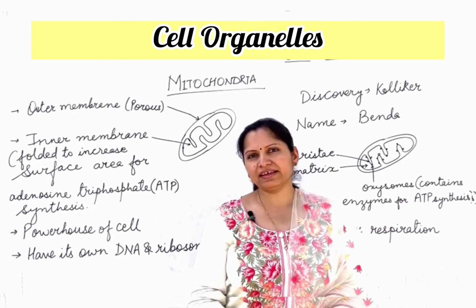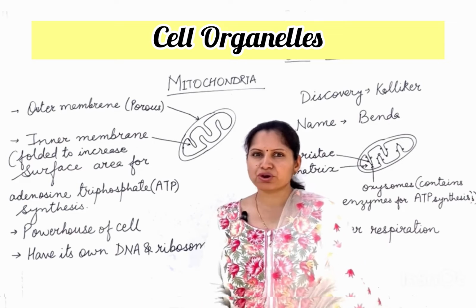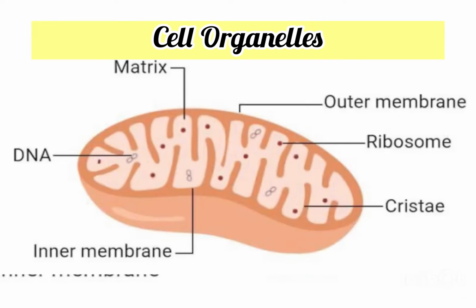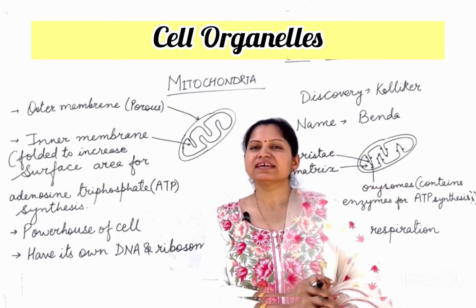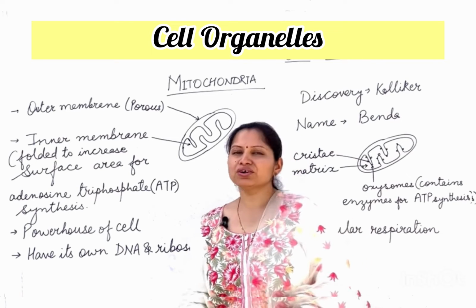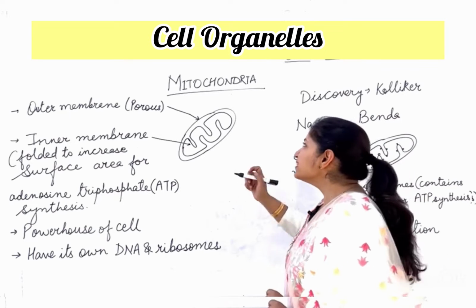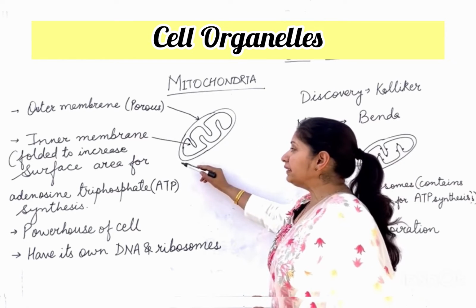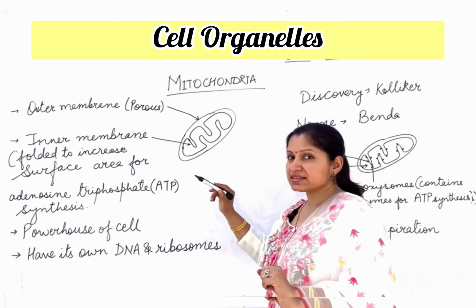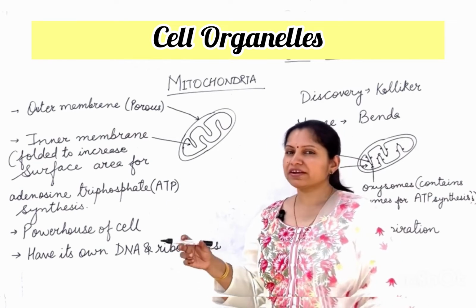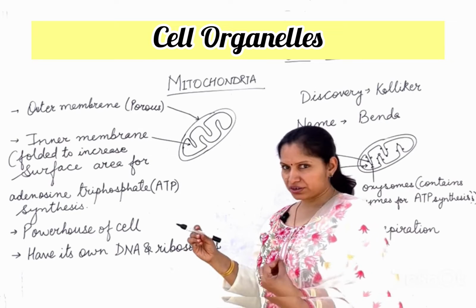The next organelle that we are going to study about is mitochondria. Mitochondria is known as the powerhouse of the cell. So let's see the structure of this powerhouse. Mitochondria is a double membrane bound organelle. It is having two membranes. It's a very special and a very important cell organelle.